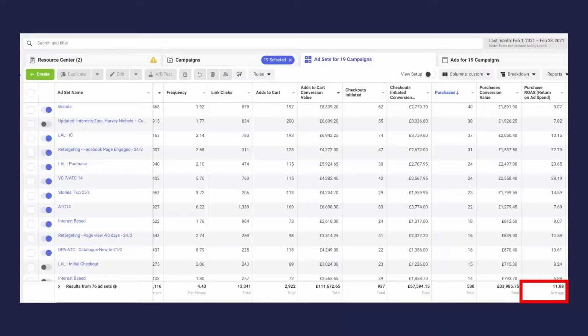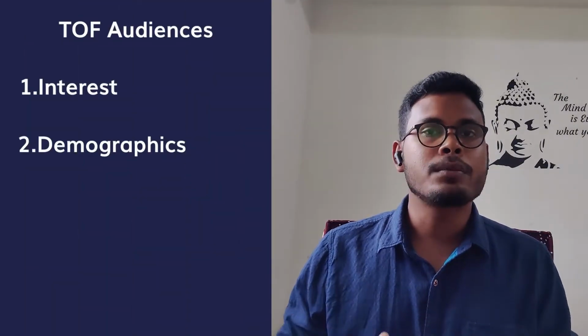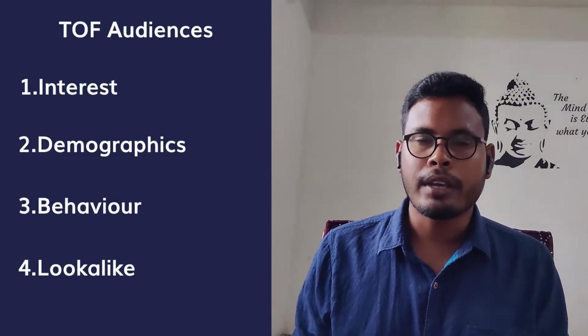In top of the funnel, we tested with multiple audiences and multiple ad copy. Okay. On the screen, you can see some of the ad sets performed well, like lookalike, other brands, other general interest. We targeted based on interest, demographics, behavior, and lookalike. Basically, we targeted all of these in different ad sets.